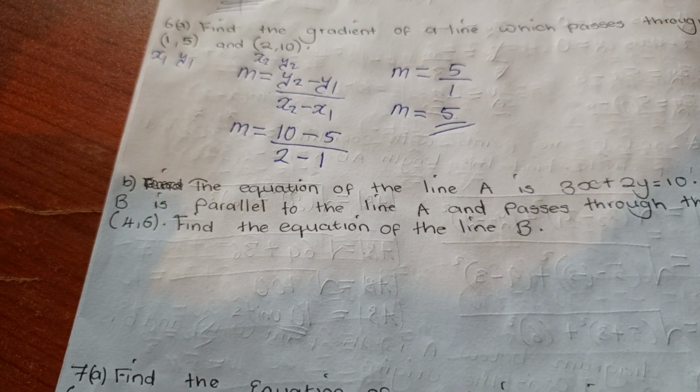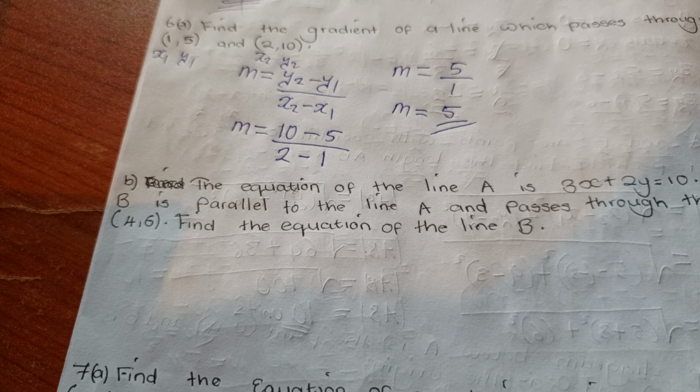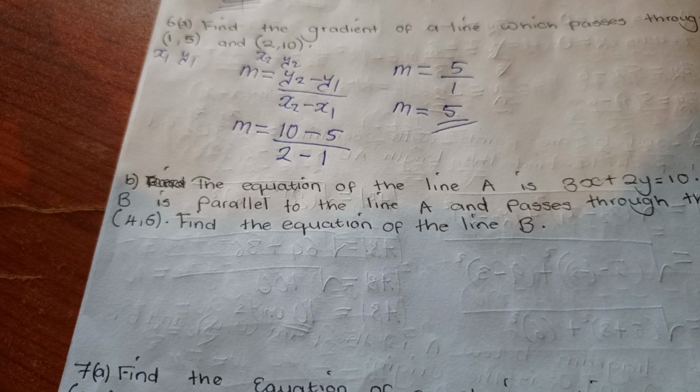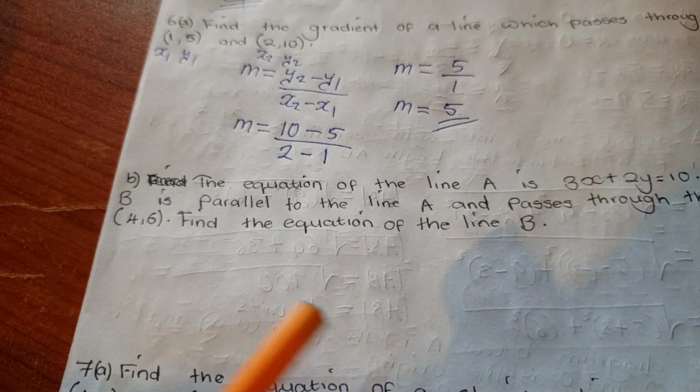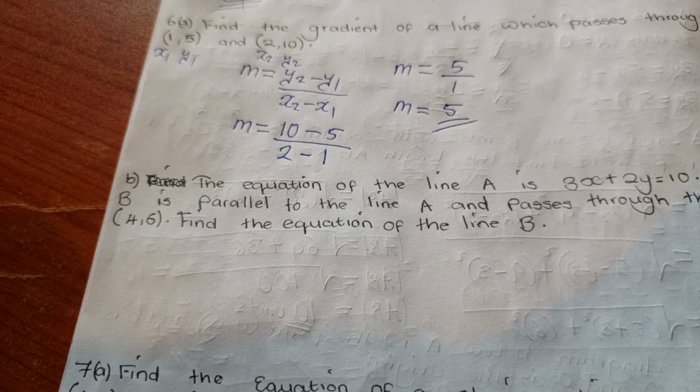Then we can proceed to 6b. The equation of the line A is 3x plus 2y is equal to 10. Line B is parallel to the line A and passes through the point 4, 6. Find the equation of the line B. So line A and line B are parallel to each other, so meaning they have the same gradient. So we can use the equation for line A to come up with the gradient.